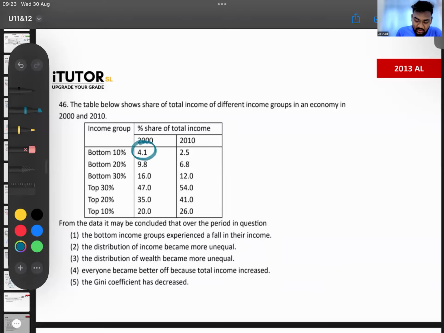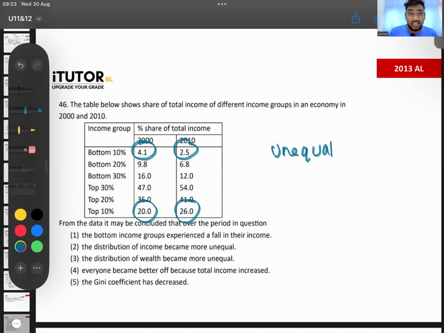Earlier, the bottom 10% got 4.1% of the income. Now they are getting only 2.5%. Earlier the top 10% got 20%, now the top 10% is getting 26%. So the poor person's share has gone down, the rich person's share has gone up. So what's happened? This is more unequal, right? The income distribution has become more unequal. You can say unequal income distribution. That you have to figure out, guys. Are you all able to figure that out?